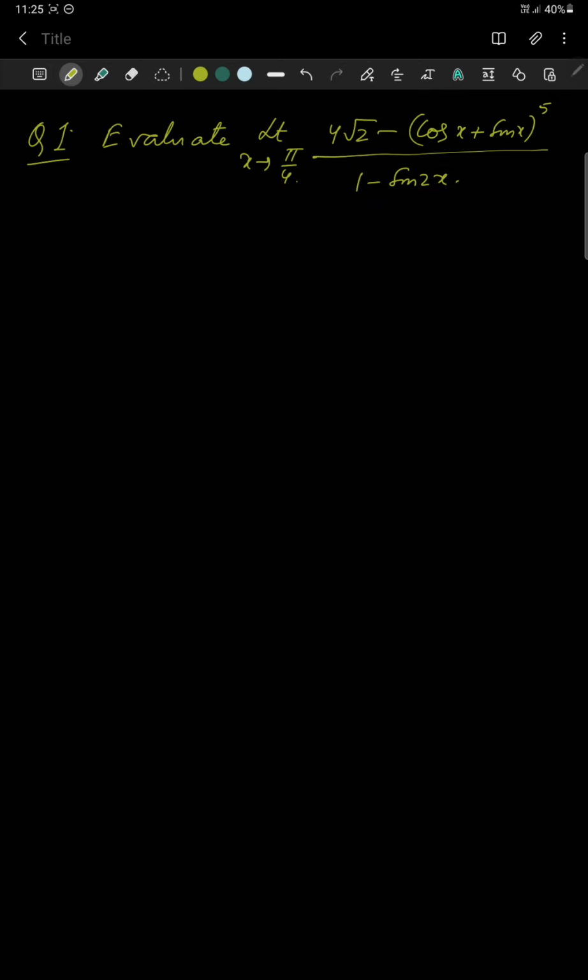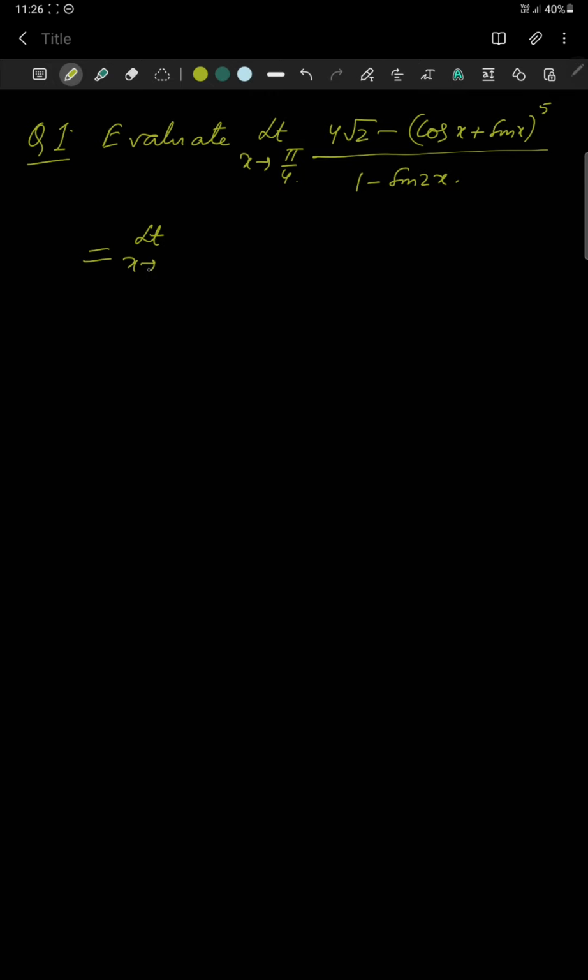Alright, this is the problem given in your R.D. Sharma book, example number 10 on page number 29.61. I am going to discuss it in a different way rather than what is given in the solution in your book. Let me first write this.